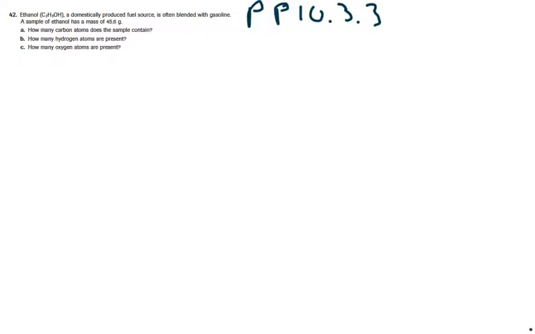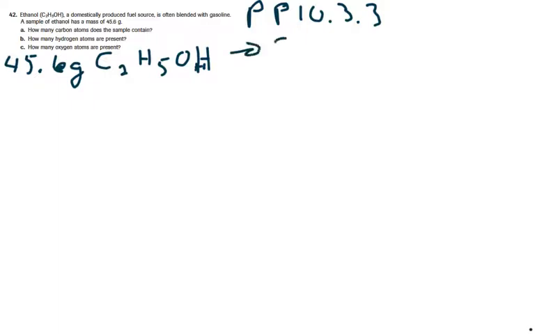Number 42. We have 45.6 grams of ethanol, C2H5OH, and we want to figure out how many carbon atoms, how many hydrogen atoms, and how many oxygen atoms are present.